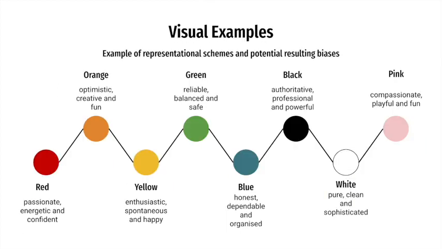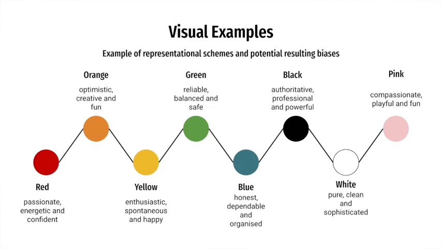Visual examples. These are representations of schemes and potential resulting biases. When you look at the different color wheels, you can tell that the different colors currently on the screen showcase certain colors that will point out to others. Red is passionate, energetic, and confident. Orange is optimistic, creative, and fun. Yellow is enthusiastic, spontaneous, and happy. Green is reliable, balanced, and safe.